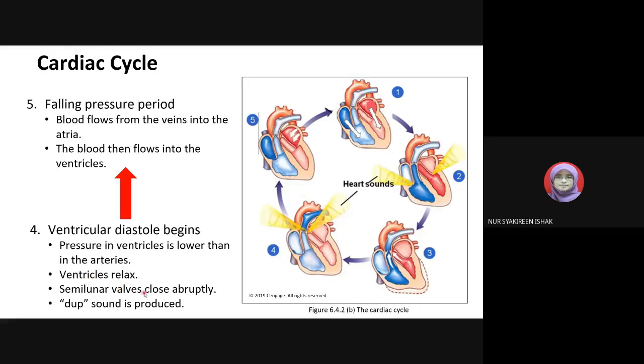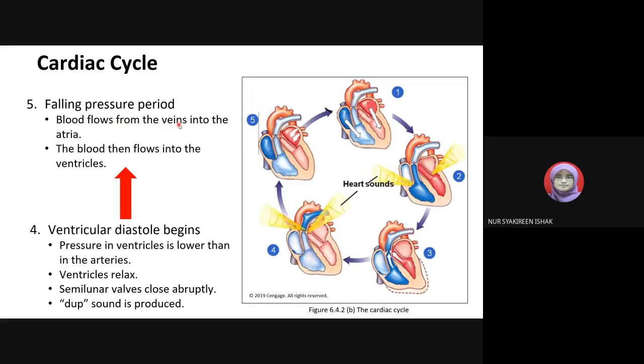So the semilunar valve closes abruptly, the dub sound is produced, this one here, okay. So this produces the dub sound due to the high pressure within the aorta and also the pulmonary arteries. Okay, so falling pressure period.